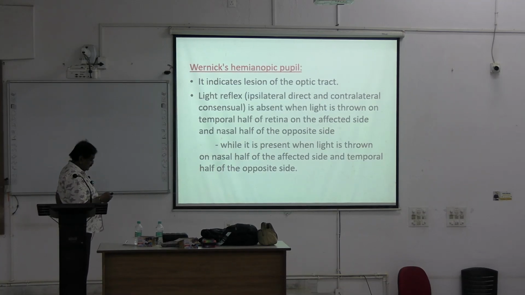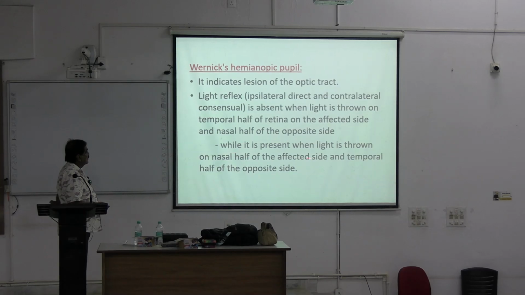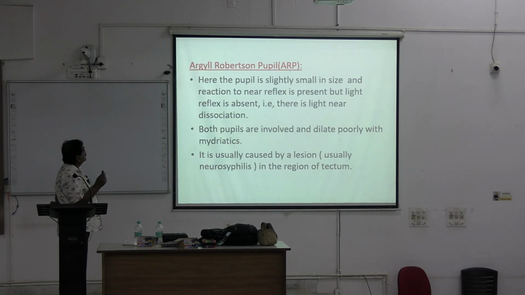Hemianopic pupil indicates a lesion of the optic tract. Light reflex, ipsilateral direct and contralateral consensual, is absent when light is thrown on the temporal half of the retina on the affected side and the nasal half of the opposite side, while it is present when light is thrown on the nasal half of the affected side and the temporal half of the opposite side. You just know the name, go home and study.